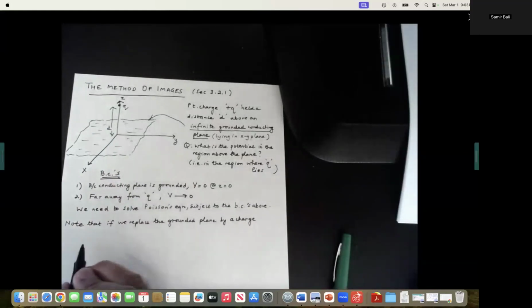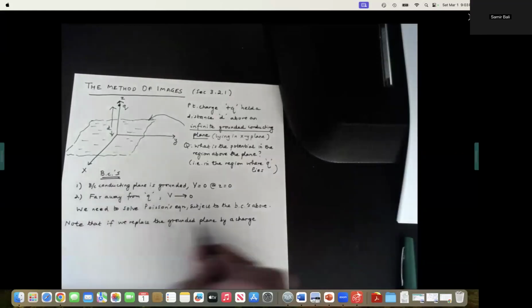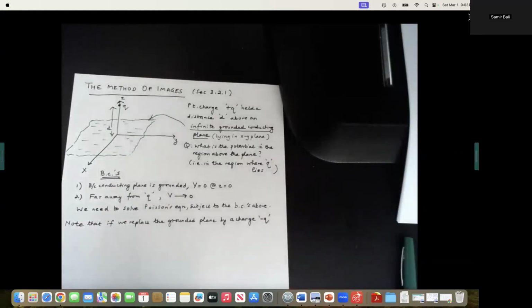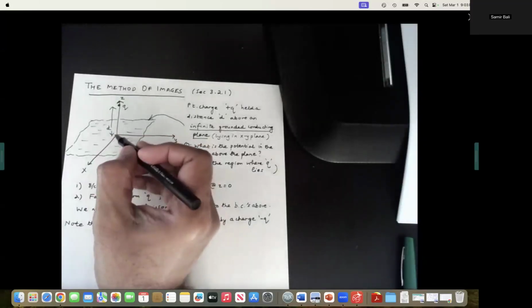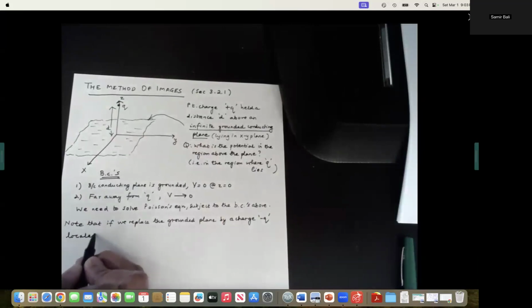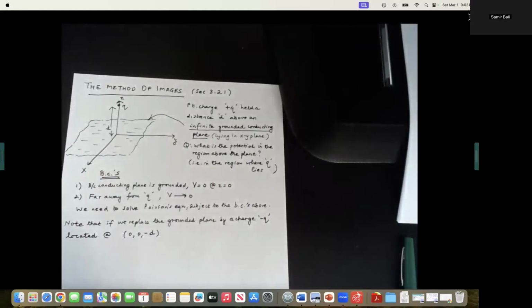So how about if I just sort of humor this for a moment, that if we replace the grounded plane by a charge minus Q, and it's like an image. So it's like located behind a mirror. So located at a negative d distance from the xy plane. So 0, 0, minus d. Okay, it's like a mirror image. And it will become clear why I want it there. Okay, so in just a moment. So let's do this.